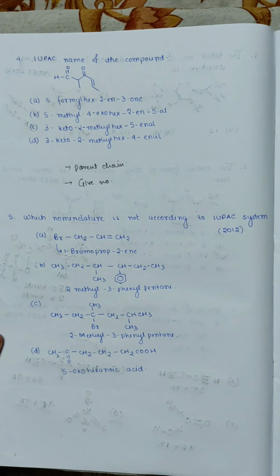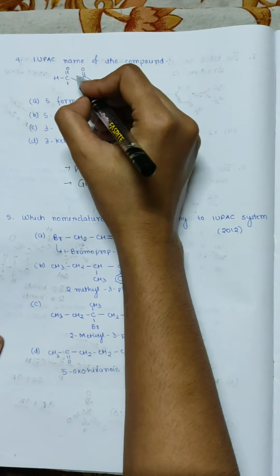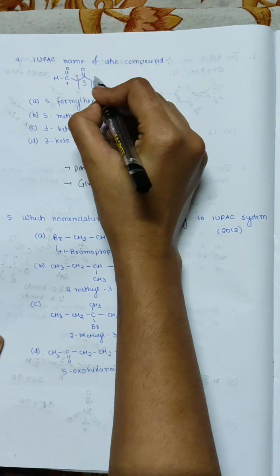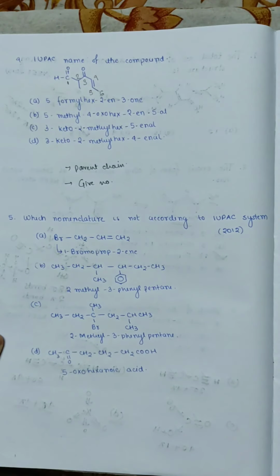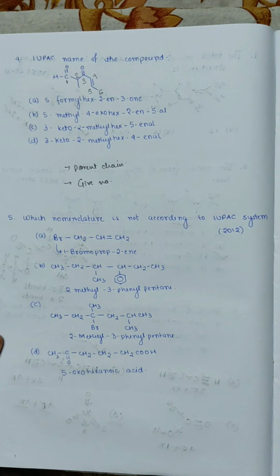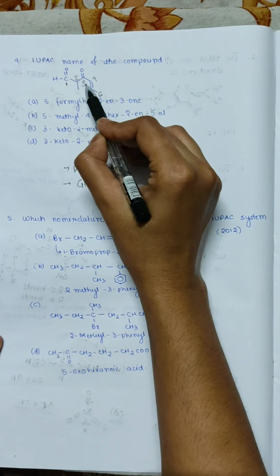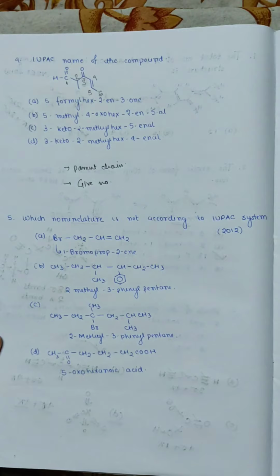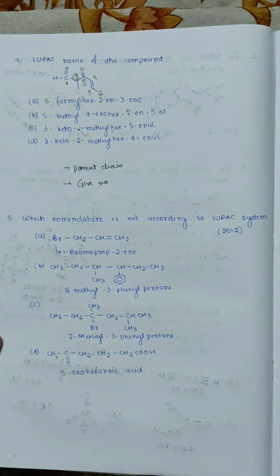So let me number this compound. This carbon is numbered as 1, this is 2, this is 3, this is 4, this is 5, and this one is 6. The next step is to find out the name of this compound. In this case, carbon number 3 has a keto group and carbon number 2 has a methyl substitution.